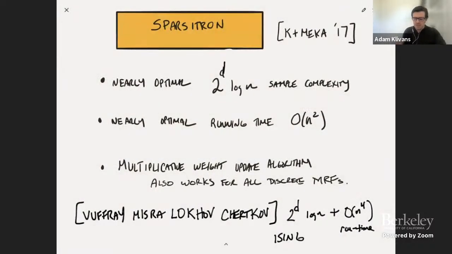And so the bottom line is that if you do this, you'll get the nearly optimal 2 to the d times log n sample complexity. And you'll also get a nearly optimal running time of order n squared.